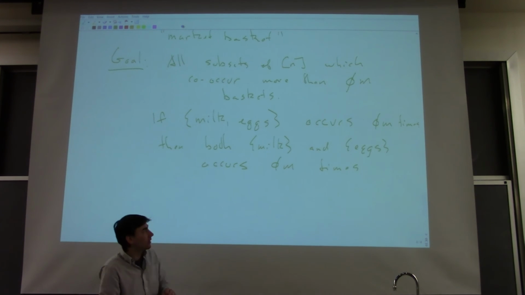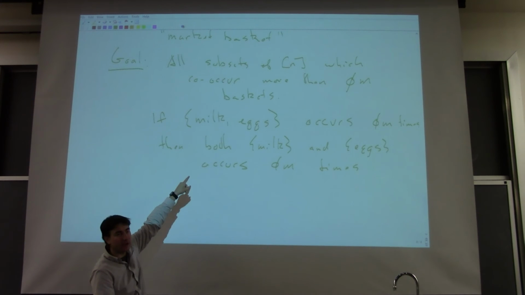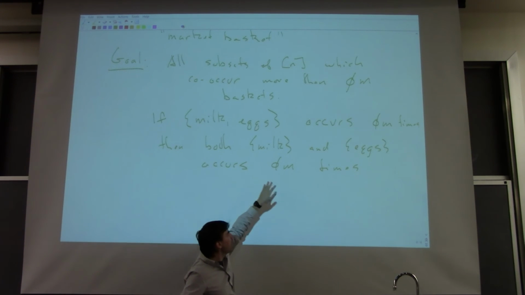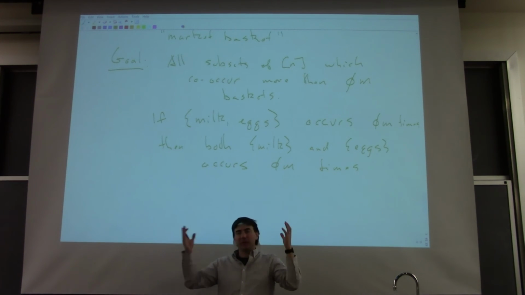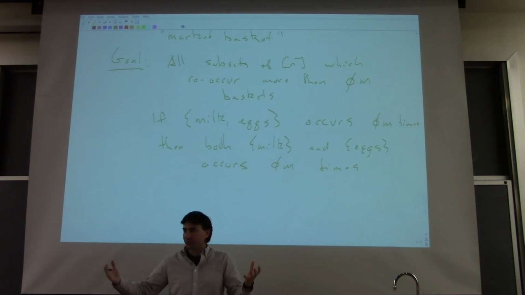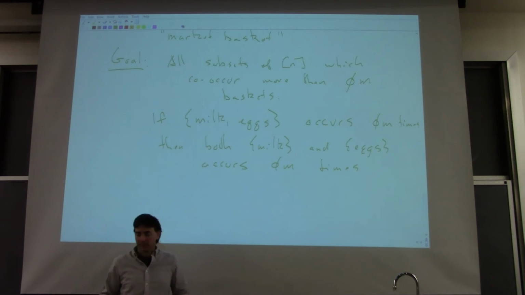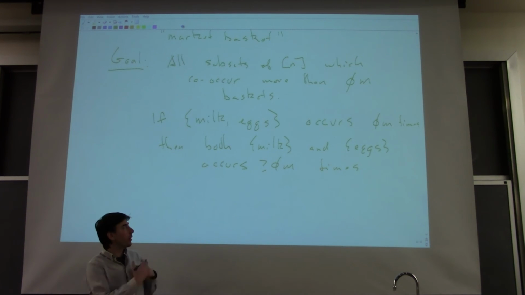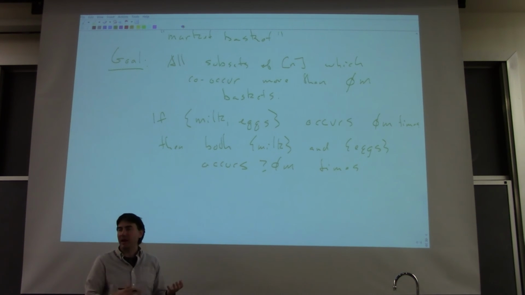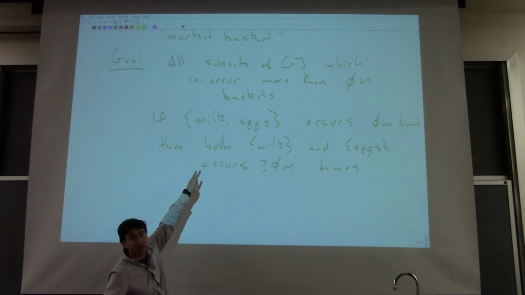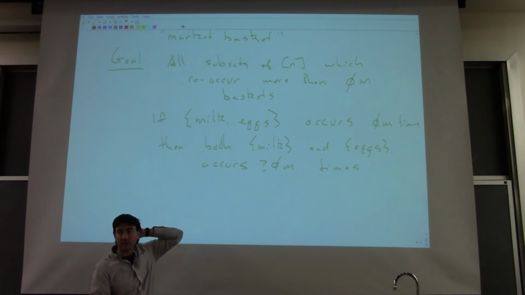Right? So if we see the combination milk and eggs together a lot, then both individually, milk and eggs as a single item set, must also occur a lot. Occurs at least this much, right? You could have bought eggs without milk, you could have bought milk without eggs, but if that pair occurs a lot together, then each of the individual things must also occur a lot.